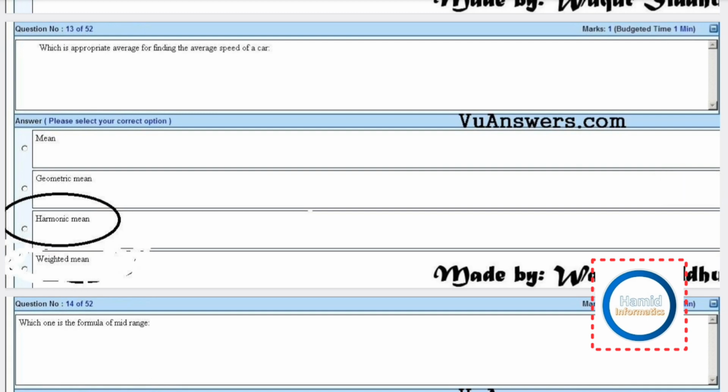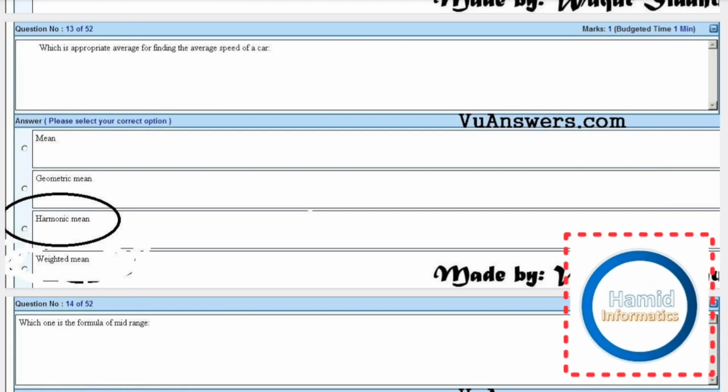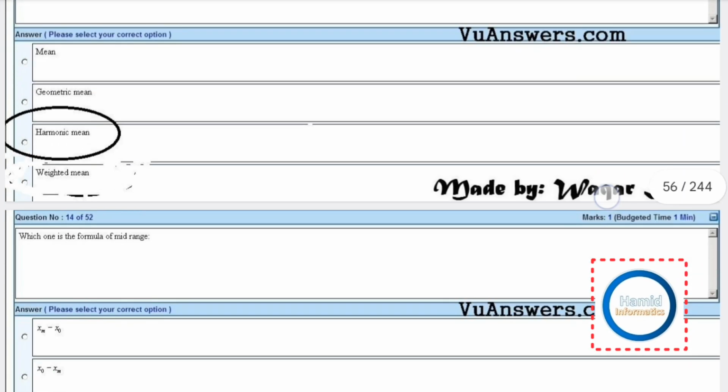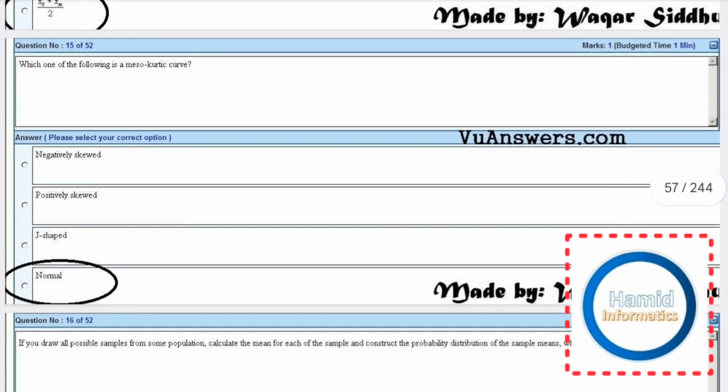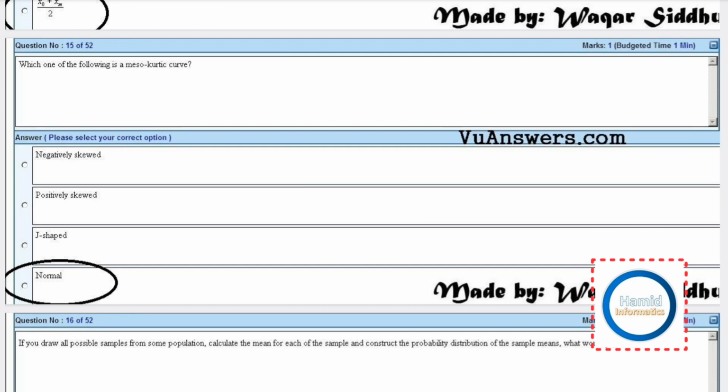Which is appropriate average for finding the average speed of a car? Harmonic mean. Which one is formula of mid-range? X0 plus Xm divided by 2. Which of the following is the mesokurtic curve? Normal.